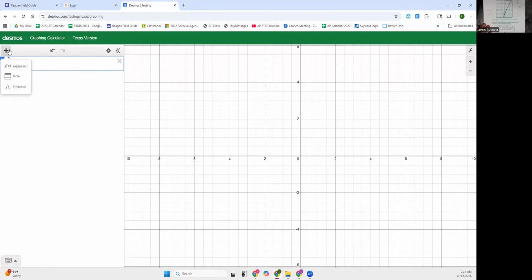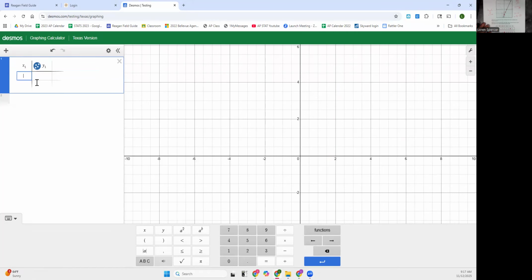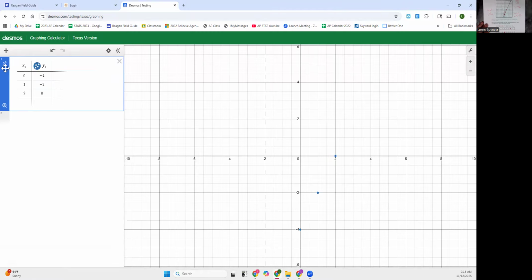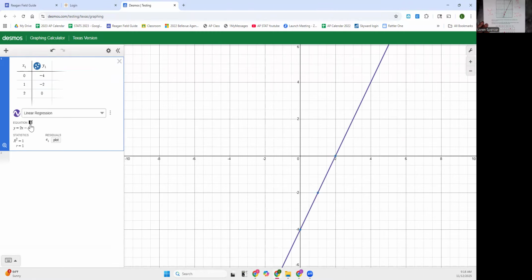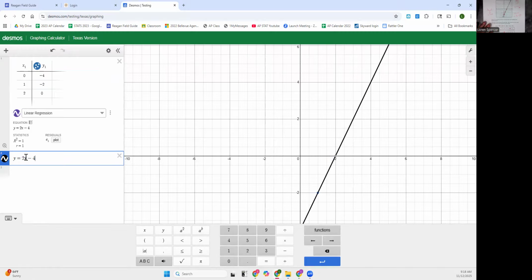I'm going to hit the plus button. I'm going to hit the table, and we have (0, -4). We also have (1, -2). And then we have (2, 0). Oops, not 20, but 2 and 0. We're going to hit the domino button. We want linear or greatest linear, and we have y equals 2x minus 4. I'm going to write that down.